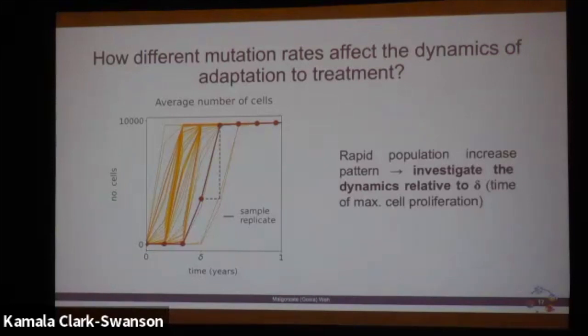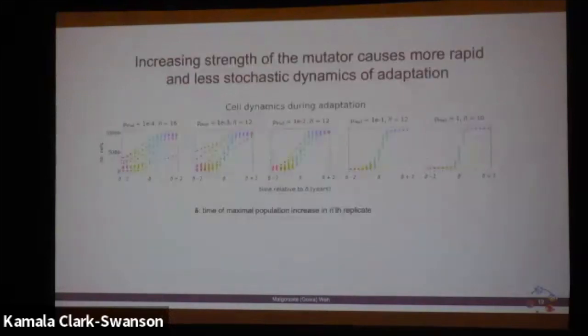And then I'm going to arrange my data such that everything is centered about individual replicates' time of maximal cell proliferation, or maximal population growth, sorry. It looks like this on the slides. And again, number of cells on the y-axis, time relative to the maximal population growth on the x-axis, and then each different plot is a different mutation rate.